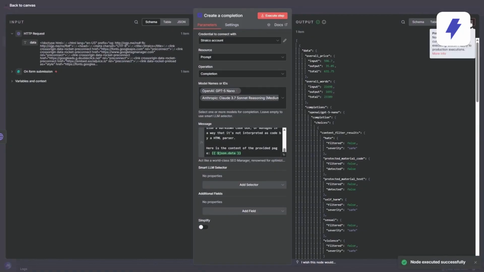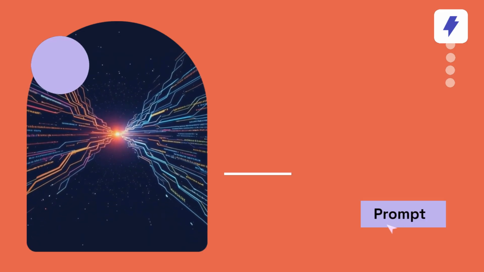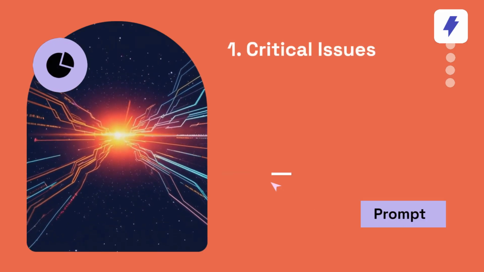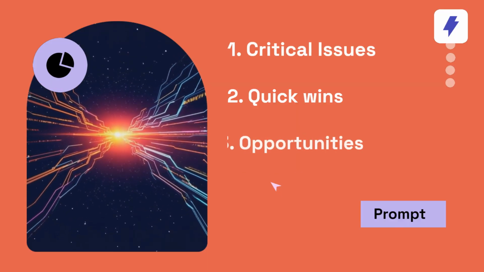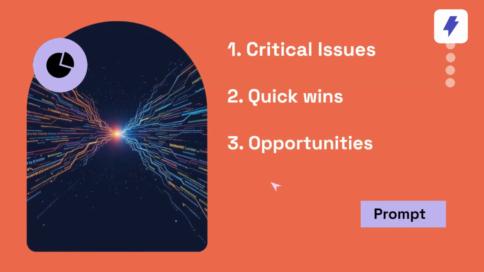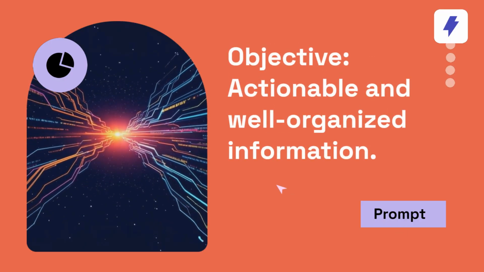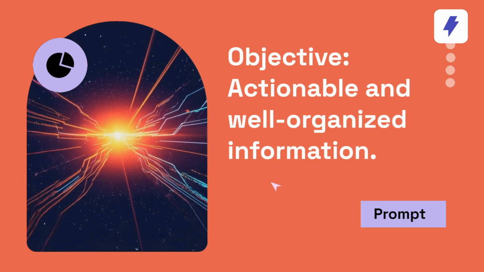This prompt asks for a technical analysis of the HTML divided into 3 sections. Critical issues that must be addressed immediately, quick wins or high-impact quick improvements, opportunities for improvement that require more effort. And thus we obtain actionable and well-organized information.